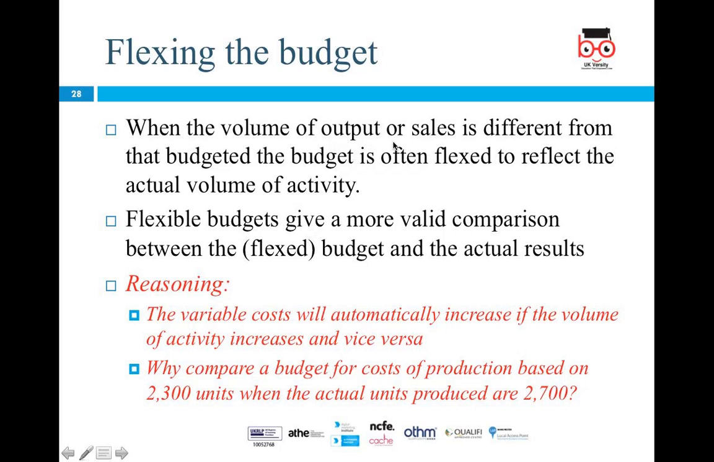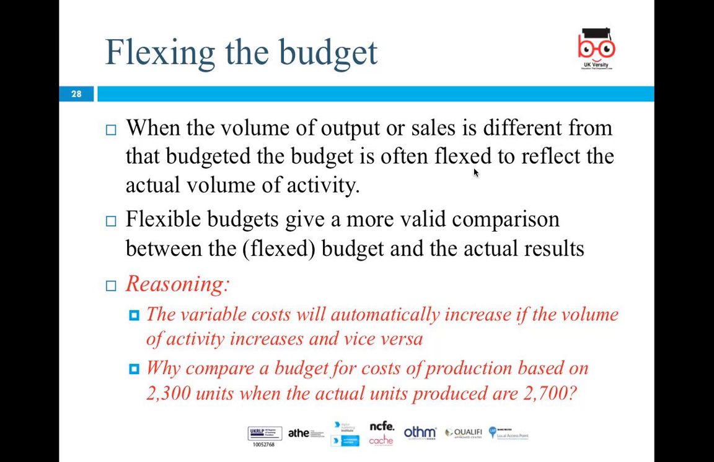Because in the fixed budget, we compare the actual and budgeted figures. So when the volume of output or sales is different from the budgeted, the budget is often flexed to reflect the actual volume of activity. So a flexible budget gives a more valid comparison between the flexible budget and the actual result. So let's see. For example, we have seen a budgeted figure, and then the actual figure, and then the variance. So 3 columns we've seen.